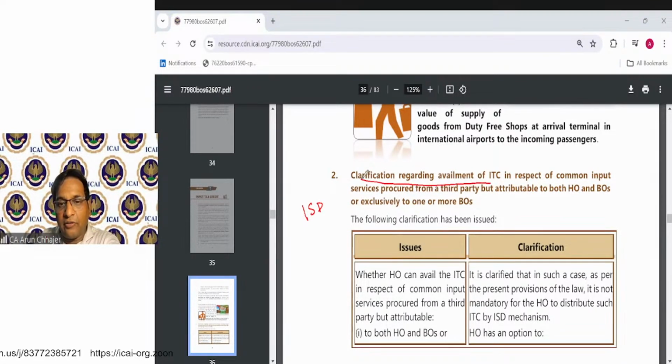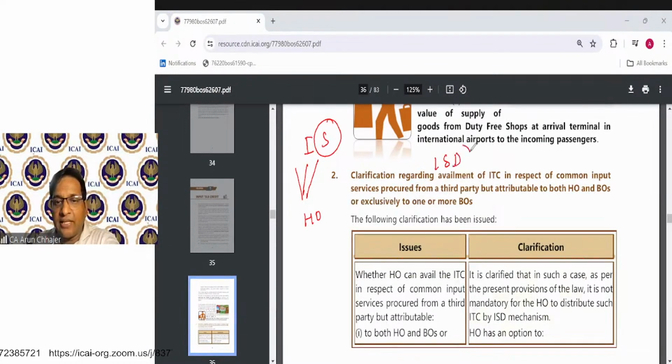Clarification: availment of ITC in respect of the common input service procured from a third party but attributable to both HO and BO, or exclusively to one or more BO. It means, let's say head office has taken certain input service. I'm talking about service only because ISD is the distribution mechanism for services only. It cannot distribute the goods ITC.